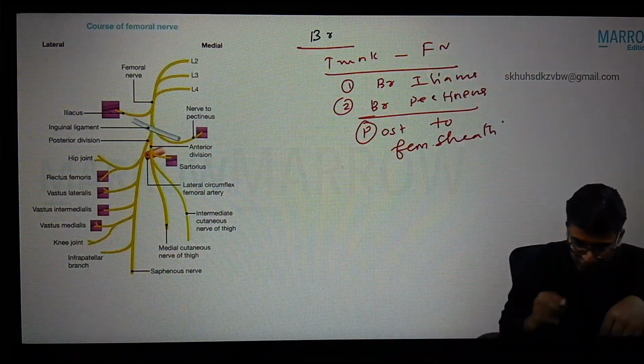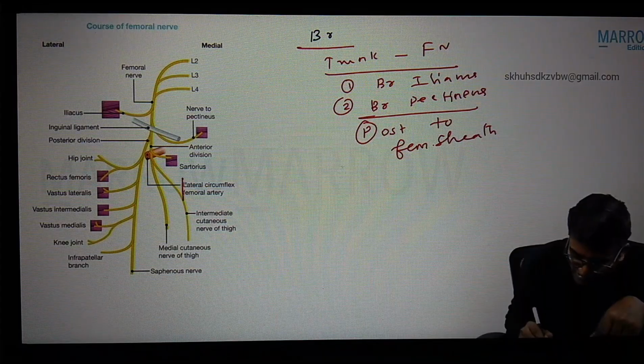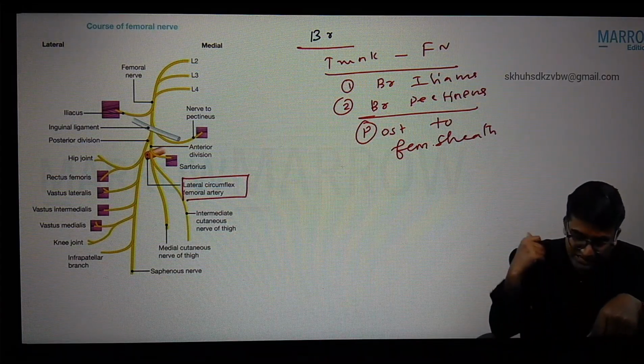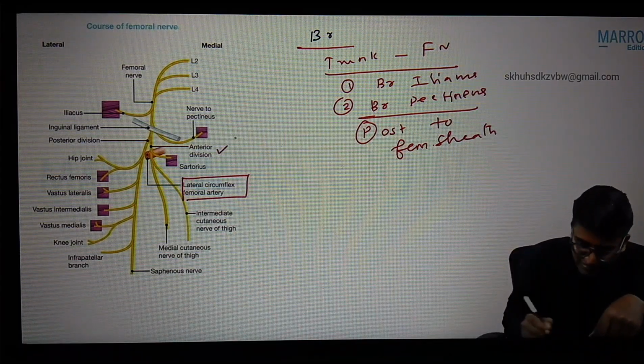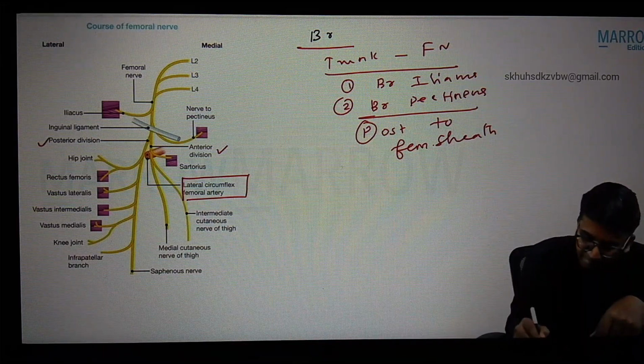Now we have an artery, the lateral circumflex femoral artery, which divides the femoral nerve into anterior division and posterior division.